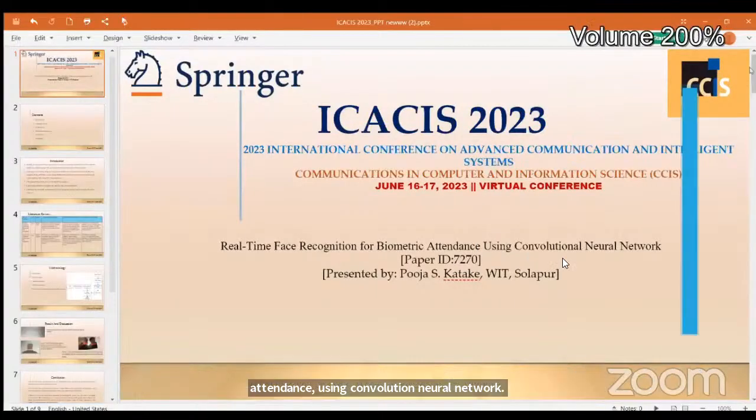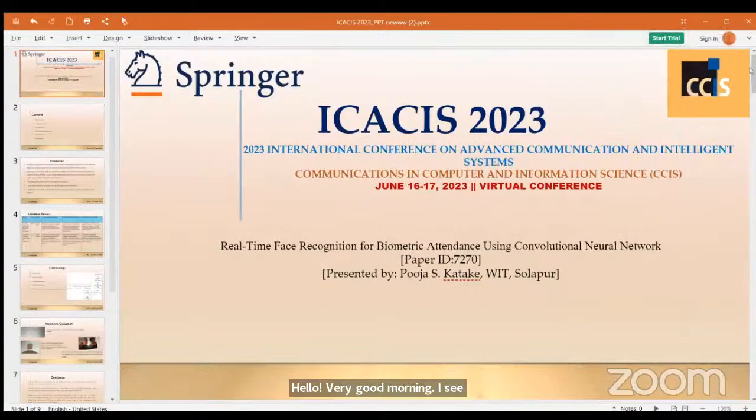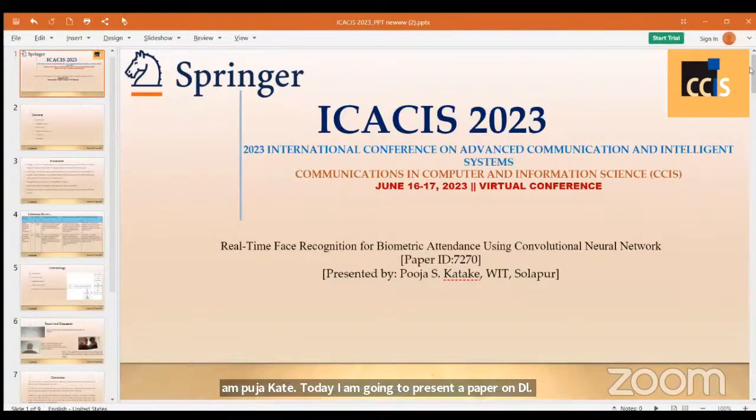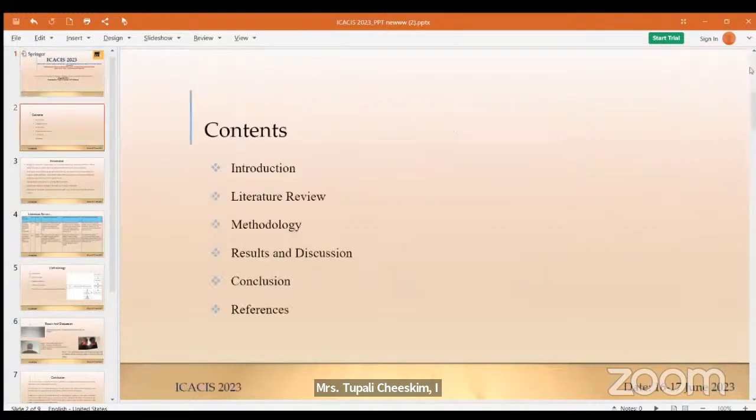Hello, very good morning, ICACIS 2023 team. I am Pooja Katke. Today, I am going to present a paper on real-time face recognition for biometric attendance using convolutional neural network, under the guidance of Mrs. Rupali J. Shekhe ma'am. My paper ID is 7270. We will discuss these points: introduction, literature review, methodology, results and discussion. At the end, we will see the conclusion and the references.